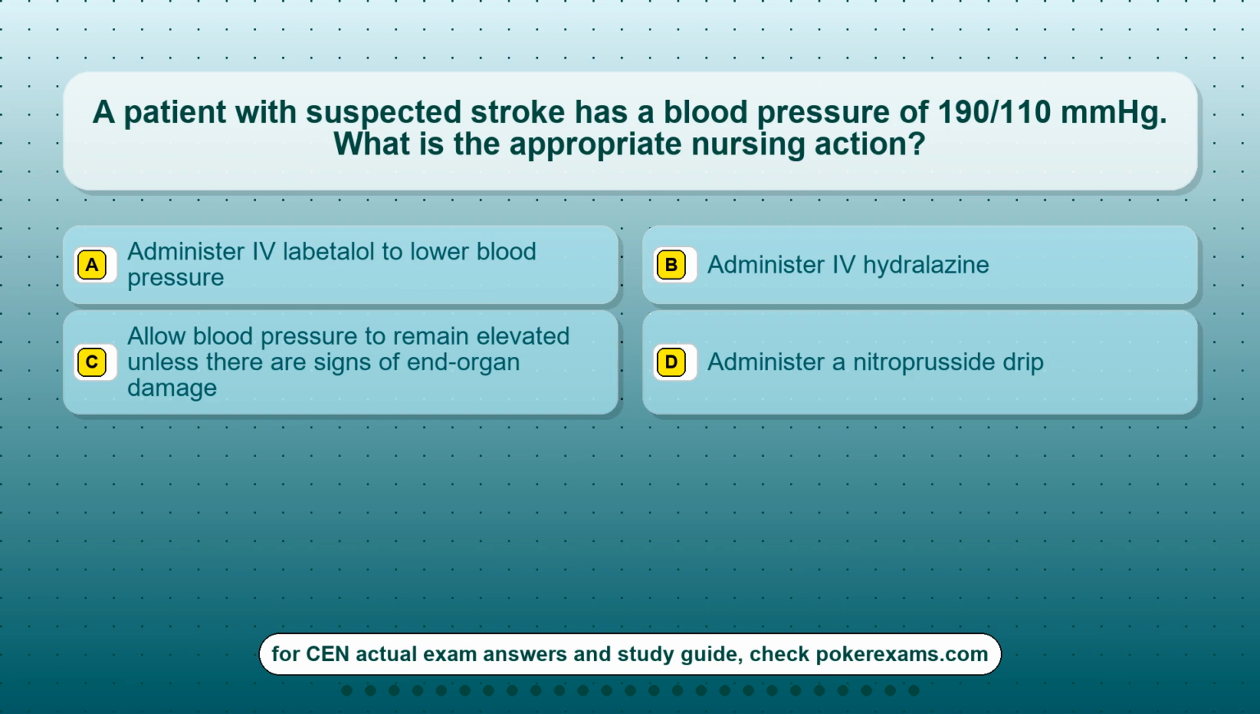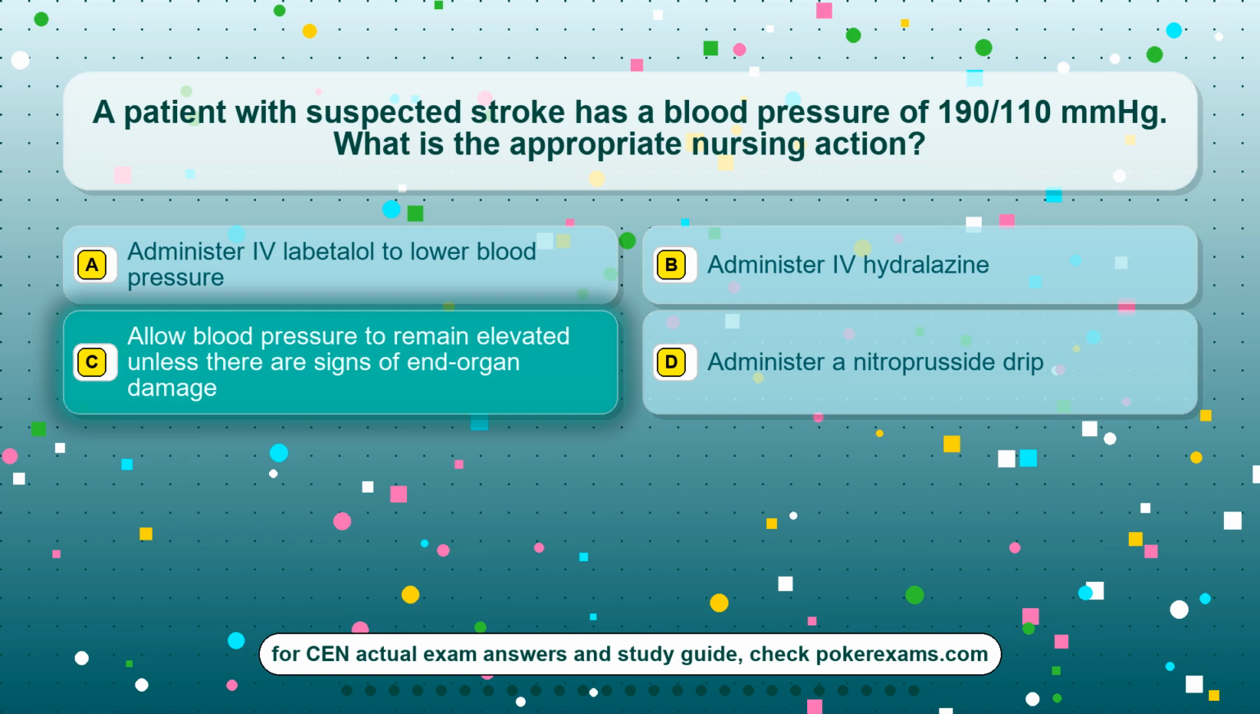Question 2. A patient with suspected stroke has a blood pressure of 190/110 mmHg. What is the appropriate nursing action? Option A, administer IV labetalol to lower blood pressure. Option B, administer IV hydralazine. Option C, allow blood pressure to remain elevated unless there are signs of end-organ damage. Option D, administer a nitroprusside drip.